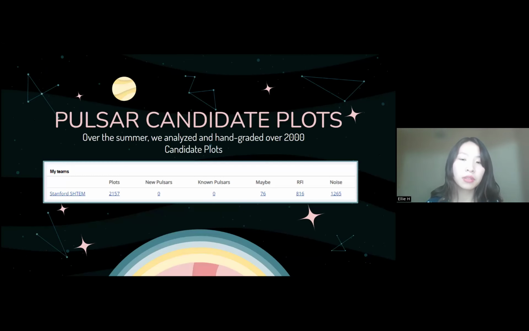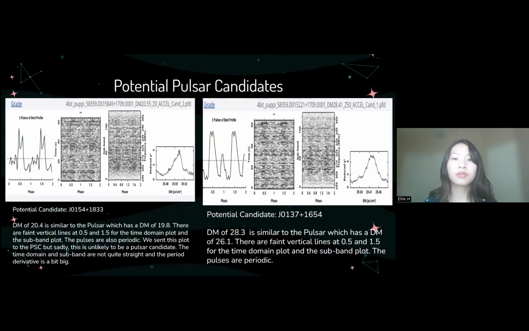Now we're going to talk about pulsar candidate plots. Over the summer, we analyzed and hand-graded over 2,000 candidate plots from the Pulsar Search Collaboratory. So we found two potential pulsar candidates. The first one has a DM of 20.4, which is similar to the pulsar above, which had a DM of 19.8. And there were faint vertical lines at 0.5 and 1.5 for the time domain and subband plot. And the pulses were also periodic.